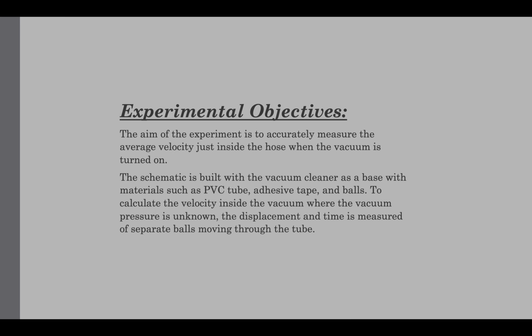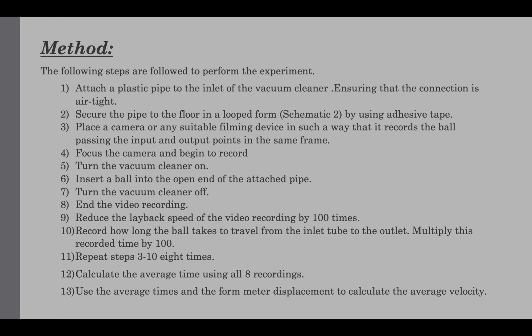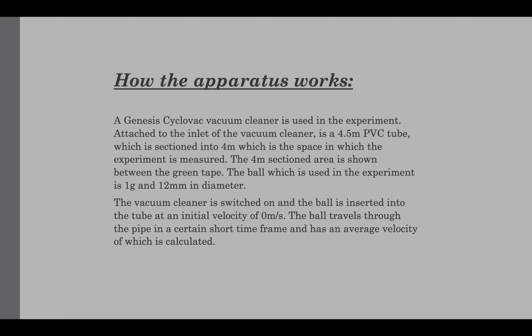The experimental objective was to calculate the average velocity inside the tube of a vacuum cleaner. The following is a list of apparatus used in our experiment. The following is a step-by-step method approach to our experimental procedure. First, we attached the pipe to a vacuum cleaner, we turned the vacuum cleaner on, and we recorded a ball going through the tube. We did this 8 times, and then we calculated the velocity. The vacuum cleaner used was a Genesis Cyclovac vacuum cleaner, which is a normal household vacuum cleaner.